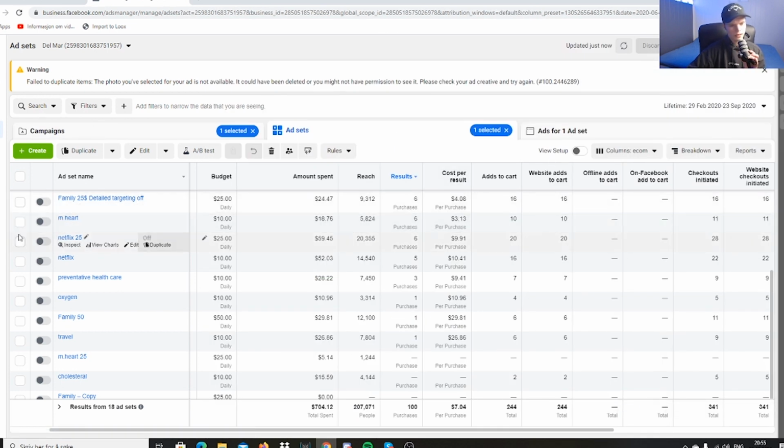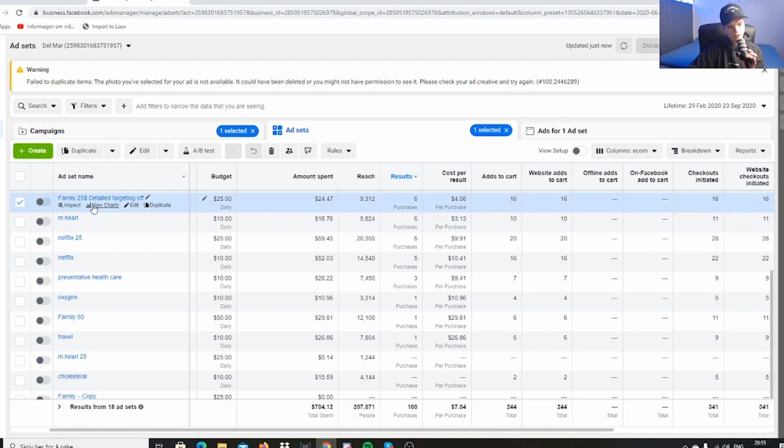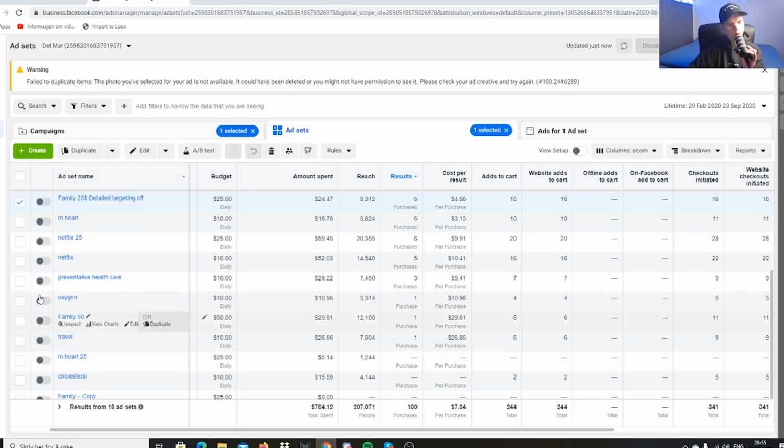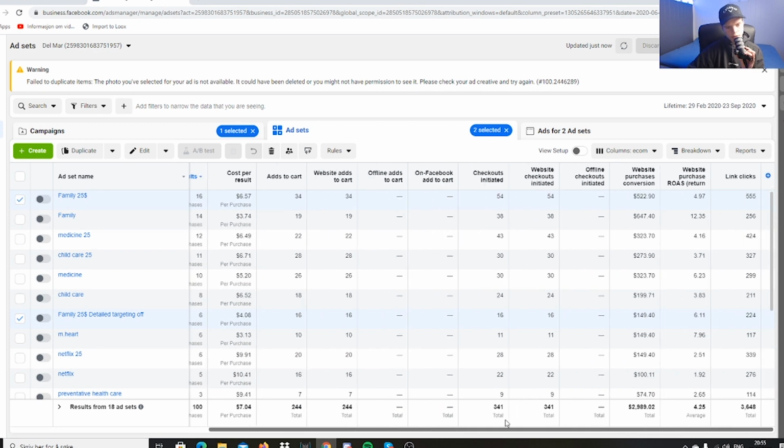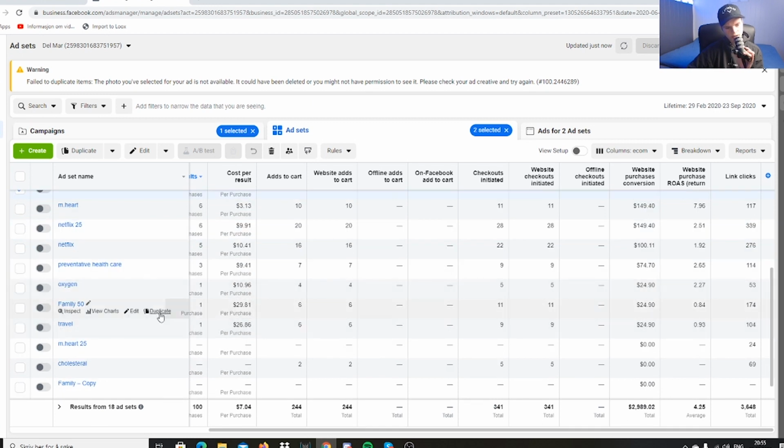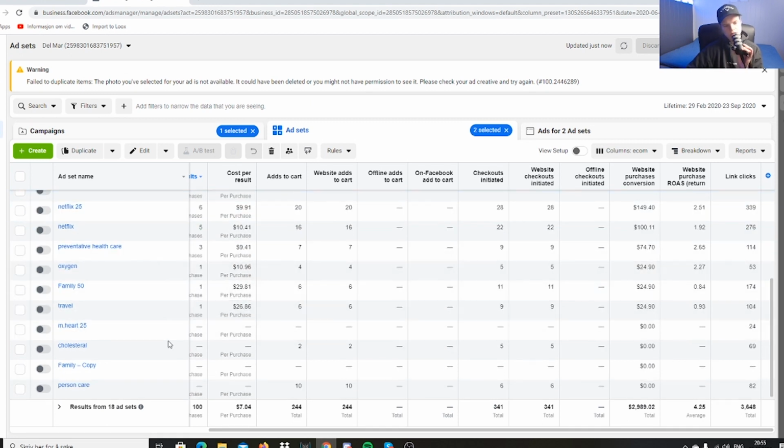But you want to have one family, you guys can see it here, with detailed targeting off, and you want to have another one with detailed targeting on. Should we take a look at both of these real quick here? The family with detailed targeting off is at a 6 ROAS, and the family with it on is actually at a 5 ROAS. That's a little bit weird because when I tested it, it was not really looking like that. So the game has totally changed, looks like.